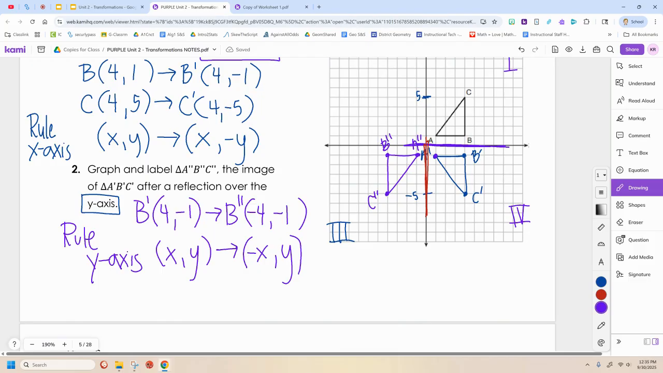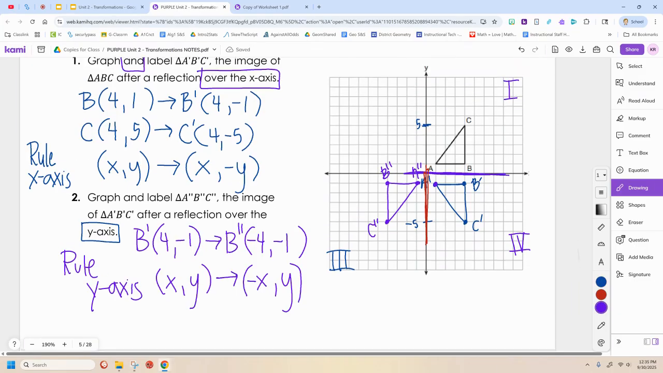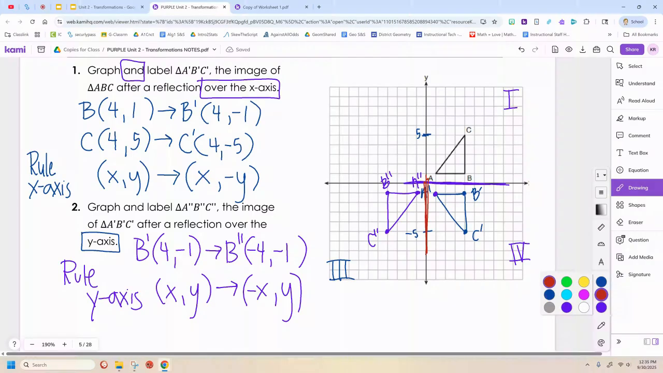So a couple last things before we turn the page. Notice how when you flip over the x-axis, it's the y that changes. When you flip over the y-axis, it's the x that changes. One more thing. Let's talk about orientation. Okay, ready? A, B, C, A, B, C, A, B, C. What direction am I going? Counterclockwise. So then when I go A prime, B prime, C prime, this one's clockwise.